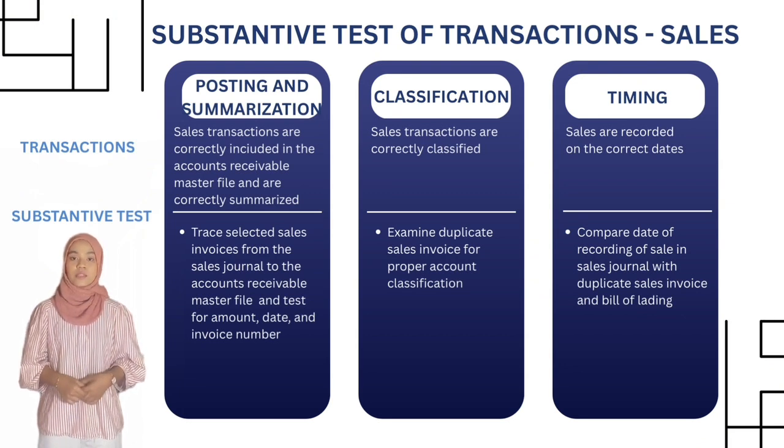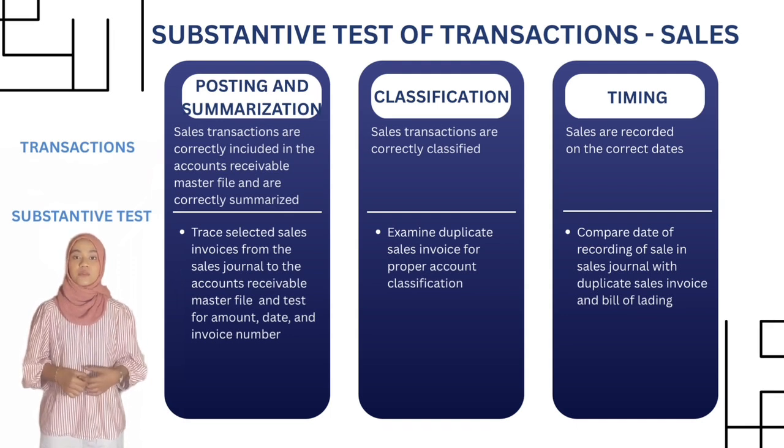And the last one, timing. The timing assertion ensures that sales are recorded in the correct accounting period. To test this, we compare the date of the sale as recorded in the sales journal with the date on the duplicate sales invoice and the bill of lading. This helps confirm that the sale was recognized on the correct date, neither prematurely nor delayed.